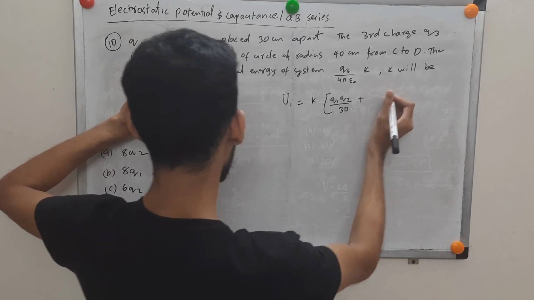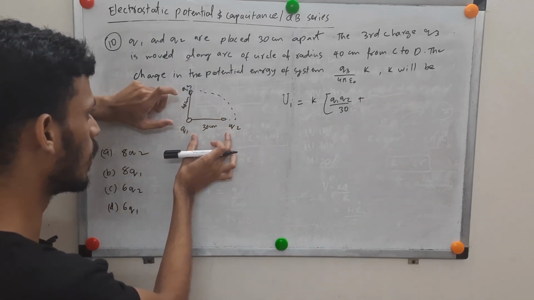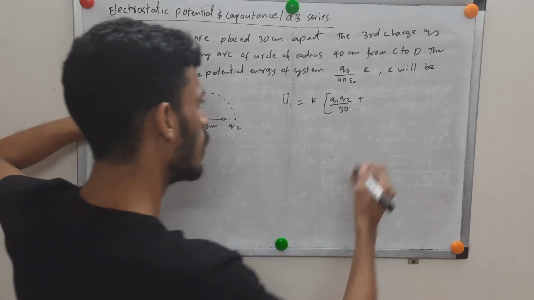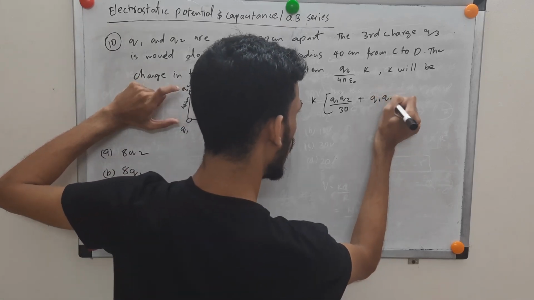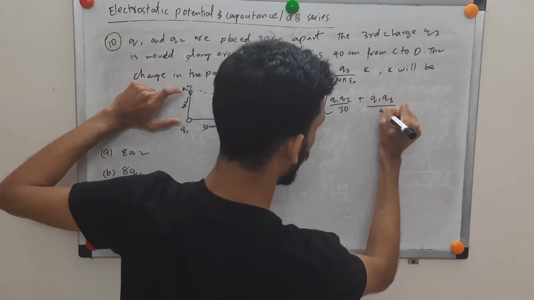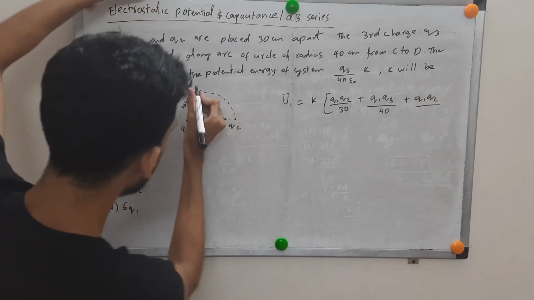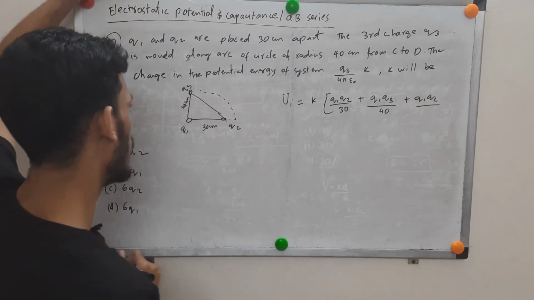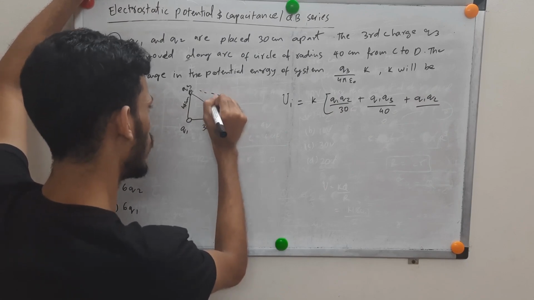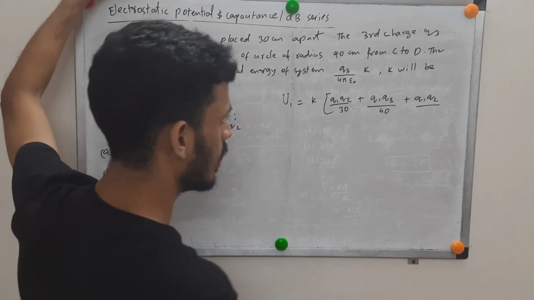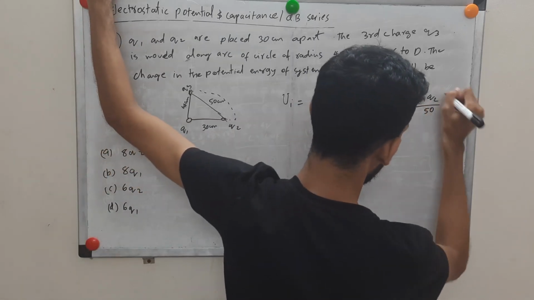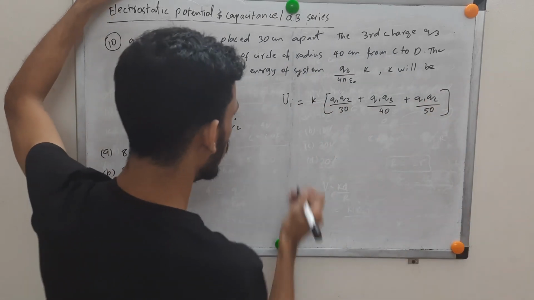Then we have to include the other charges too. So q1 q3, and the distance between them is 40, and q2 q3 you also have to include. So what is the distance separating them? It is 3 4 5, or 30 40 50, a Pythagorean triplet, or you can use the Pythagoras theorem to find it. So that will give you 50.